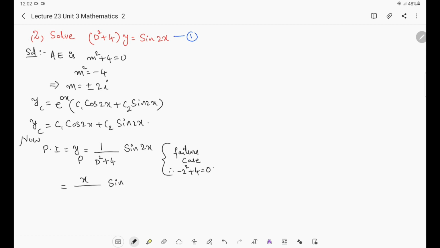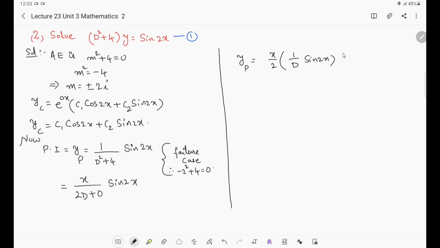The sin 2x will be as it is. We multiply the numerator with x and differentiate the denominator with respect to D. The derivative of D square is 2D, plus the derivative of 4 is 0, right? Now yp equals, let us see, x by 2 into 1 by D into sin 2x.